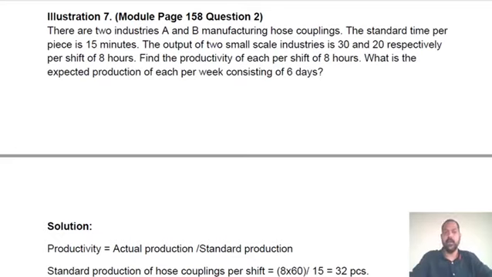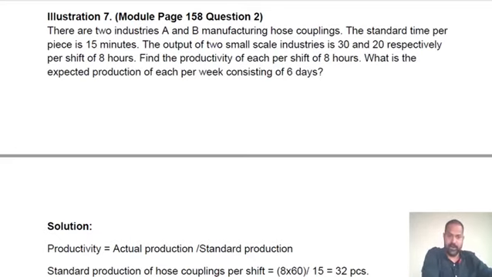Anyway, coming back to the question: there are two industries, A and B, manufacturing hose couplings. The standard time per piece is 15 minutes. So the standard that I have set is that 1 unit should not take more than 15 minutes. The output of a small scale industry is 30 and 20 respectively. So there are two small scale industries, A and B. They are making 30 and 20 units in an 8-hour shift. Find their productivity in each per shift of 8 hours. What is the expected production each week consisting of 6 days?